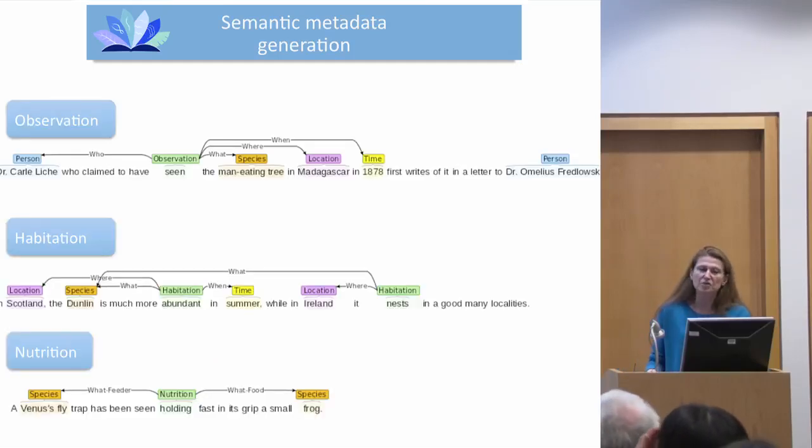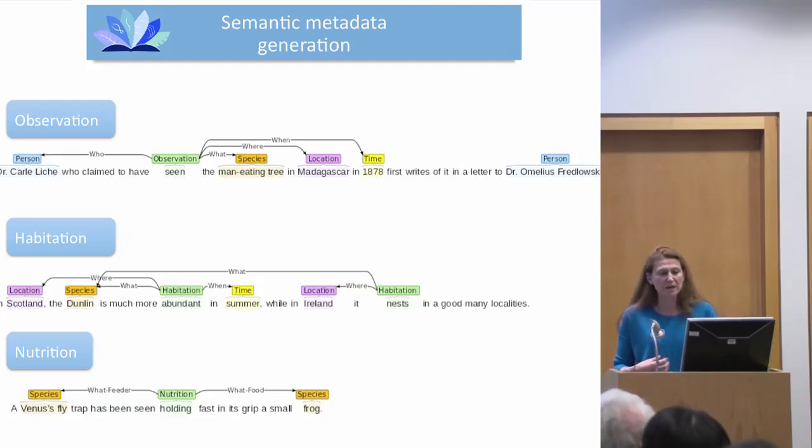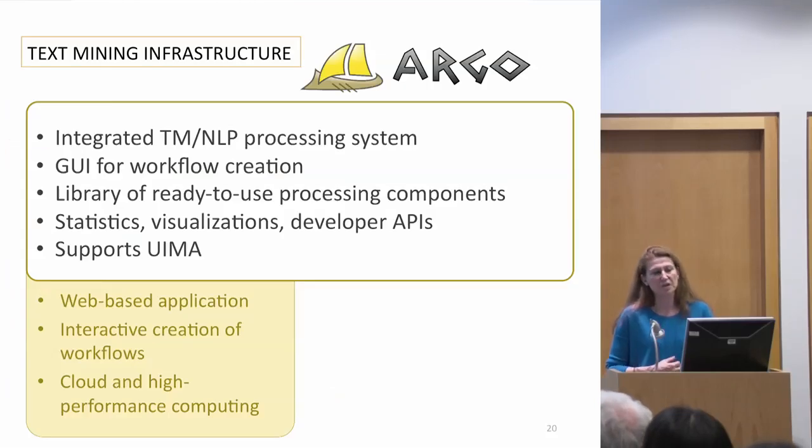You have different annotations, so each sentence is marked up automatically here using BRAT, a system we co-developed with the University of Tokyo. So you see the types of semantic metadata which support semantic search. To do that, we use our system infrastructure, Argo, which integrates text mining and NLP processing systems with an annotation platform. It's based on UIMA. It also allows the interactive creation of workflows, and it's also cloud and high-performance compute compatible.